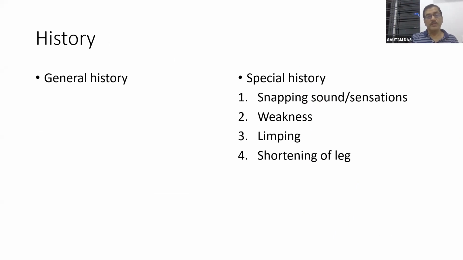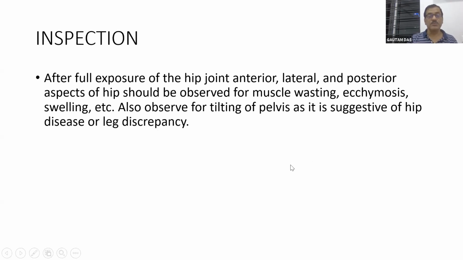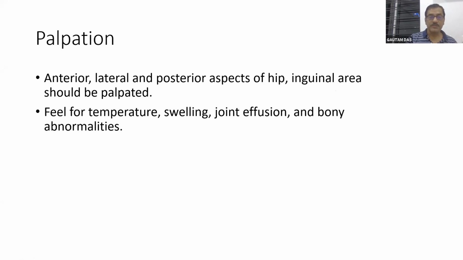Now in the examination and evaluation part, we have the history, the general history and the specific history. In the specific history, you should ask whether the patient has snapping sounds or sensations, any weakness, any limping, or shortening of the leg. Inspection: you have to expose the whole hip joint and inspect it from the front, from the side, and from behind, looking for any ecchymosis, injury, operation scars, or muscle wasting. So all these things should be inspected.